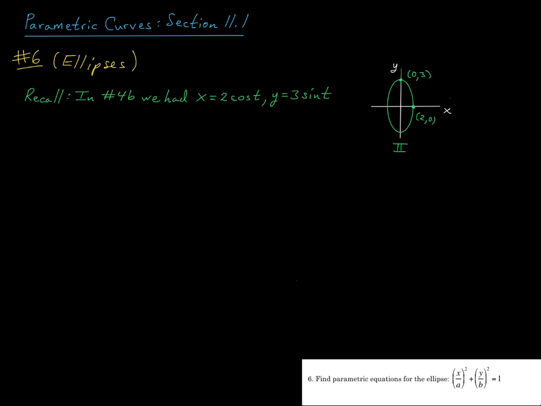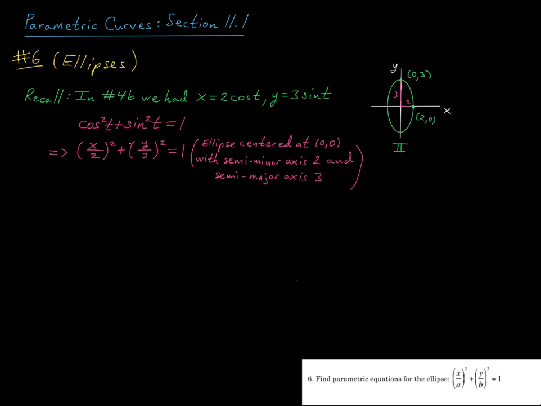And we had that x is equal to 2 cosine t and y is equal to 3 sine t. We argued there that this gives us a parameterization for this ellipse centered at the origin with semi-minor axis of 2 and semi-major axis of 3. We argued that by appealing to the Pythagorean identity, right? So cosine t is x over 2, and so cosine squared of t is (x over 2) squared, and likewise sine squared of t is (y over 3) squared, and this is equal to 1, and this is an equation of the ellipse centered at the origin with semi-minor axis of 2 and semi-major axis of 3.